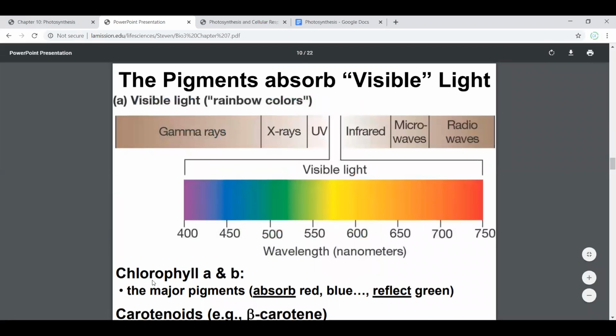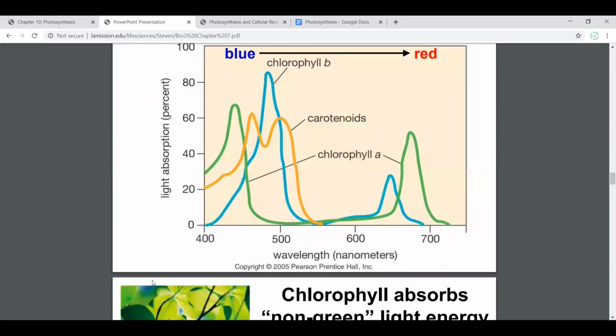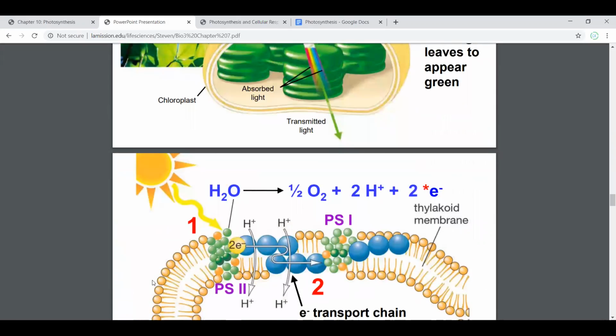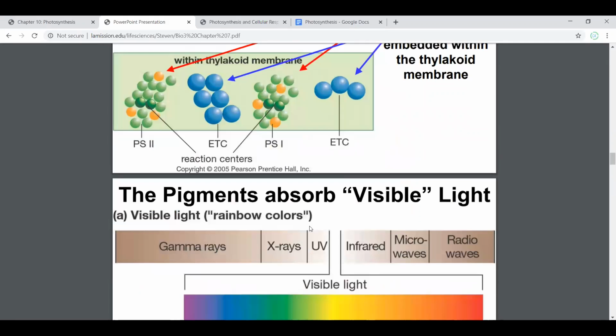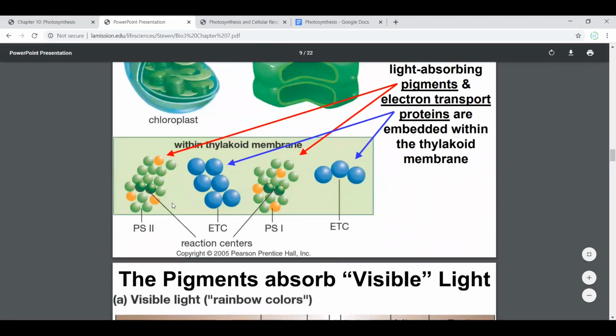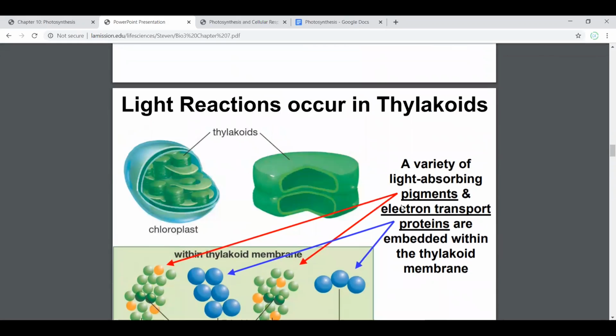I don't know if they talk about it a little later here. Okay, no, they do talk about it here. So we won't get into that now. I was going to talk about the molecules and all that, but they talk about that a little bit later. All you have to remember is that the light reactions occur in the thylakoid membrane.